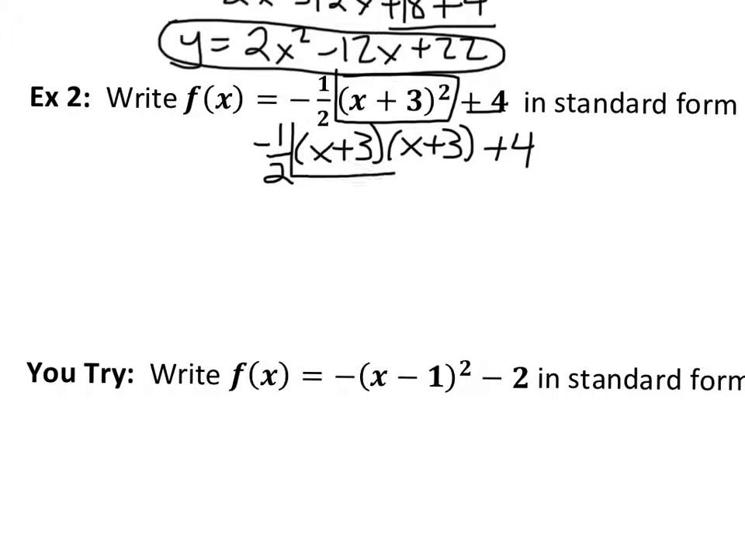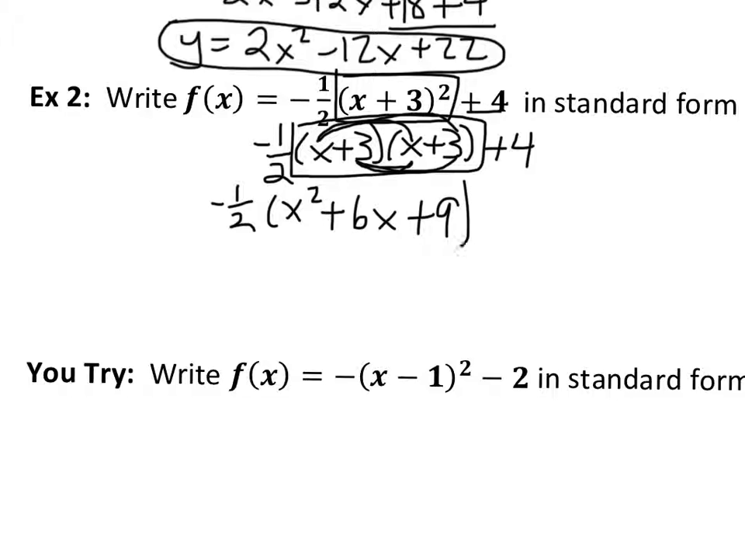Now if I FOIL out the x plus 3's, I'm going to have negative 1/2 in the front, and then x times x is my x squared. Then I'm going to have an x times 3, which is 3x, plus another 3x, giving me 6x for my middle term. And then 3 times 3 is going to be positive 9. Now I'm going to tack on plus 4 on the end.